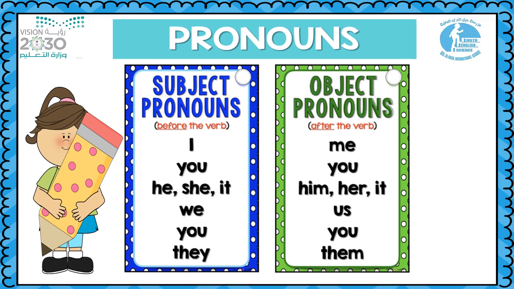Now, for the subject pronoun they, we have the object pronoun them. We start the sentence with the subject pronoun they. They are happy. But we say the teacher talked to them. We don't say the teacher talked to they. The teacher talked to them, because we have an action verb here, and after the action verb we have to use the object pronoun them. Very good.